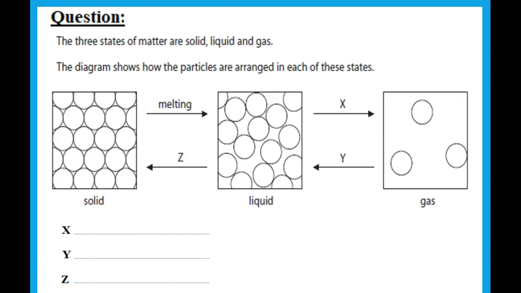Okay, this was another question which we saw during the lesson. The arrow of X indicates a change from liquid to gas. Remember that for the change from liquid to gas, you can either say boiling or you can say evaporation. That would be correct also. Now Y is going from gas to liquid, so that should be condensing. And Z is going from liquid to solid, so that is freezing. Did you get the right answer? You should have gotten the right answer.